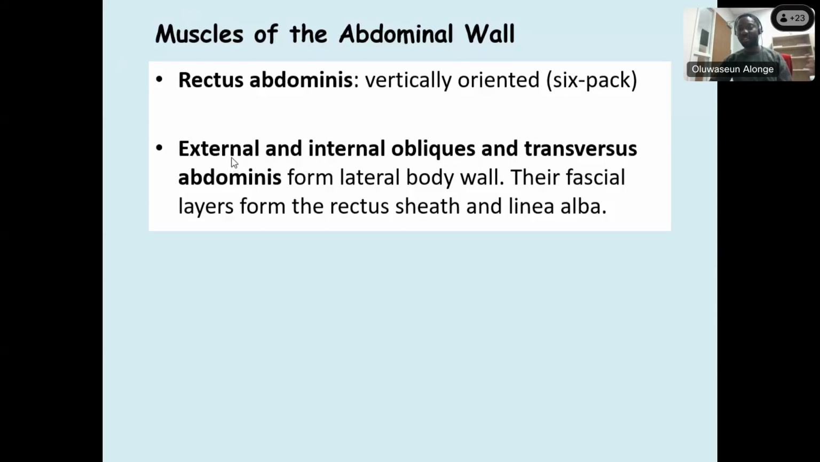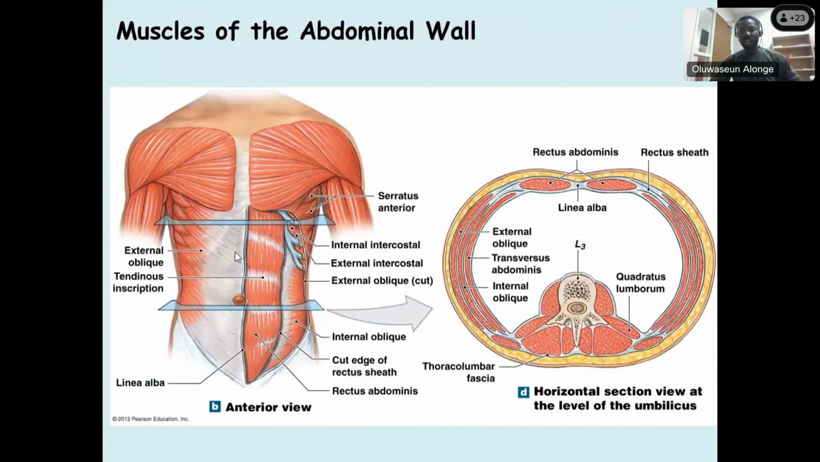External means outward. Internal means more inward. Oblique means at an angle. Then we have transversus, which is like a 90-degree abdominis, forming the lateral border of the wall. These are those muscles there.